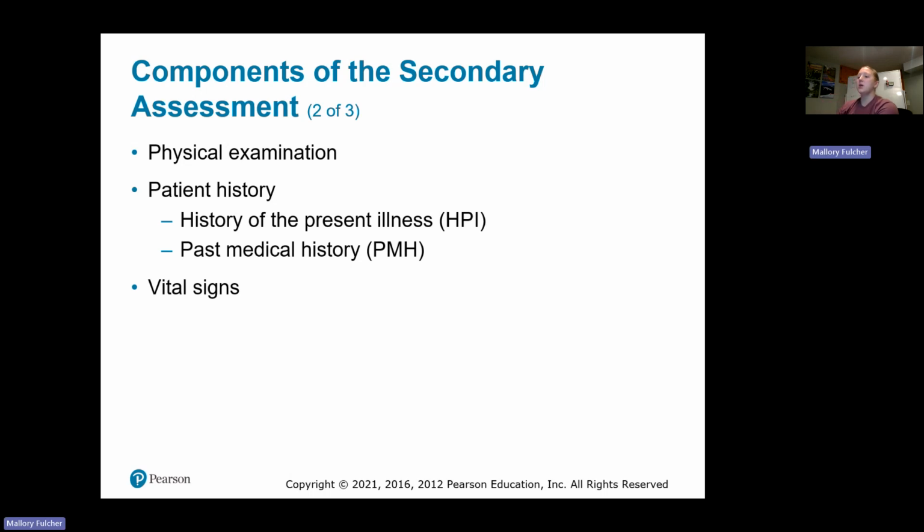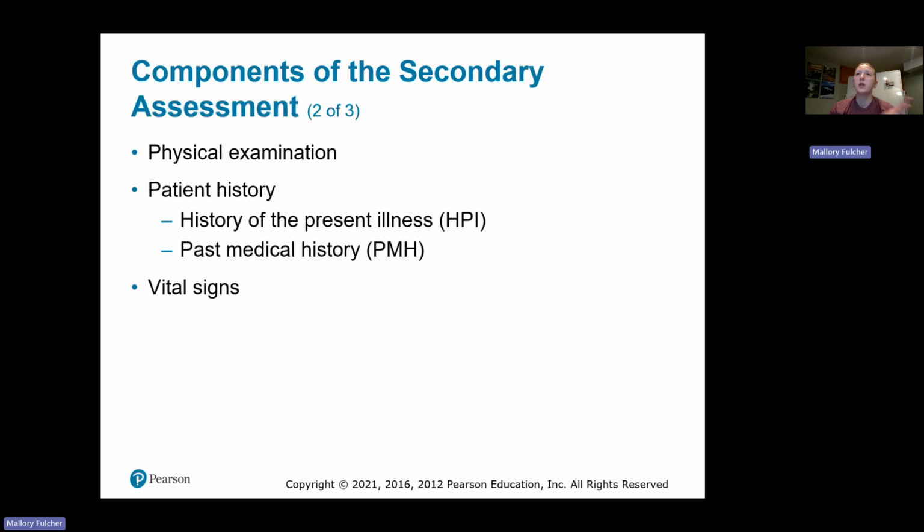In our trauma assessment, we always want to be doing a physical exam. We'll get hands-on with our patient right away, doing what we call a rapid trauma assessment. We also do a detailed trauma assessment as well.